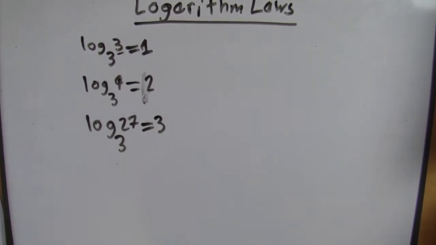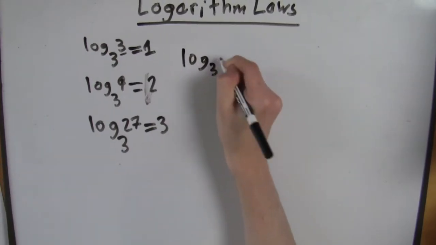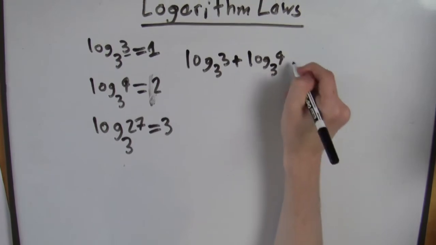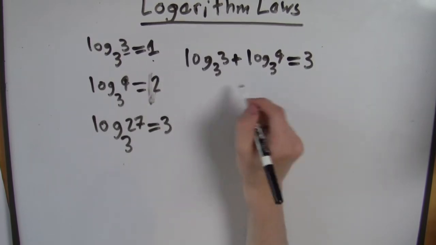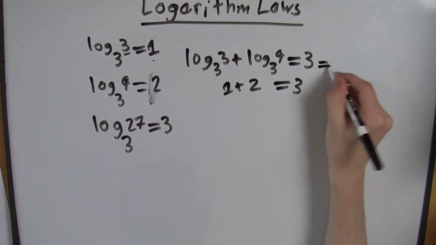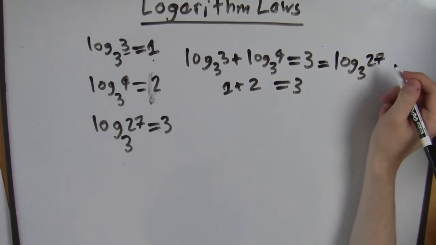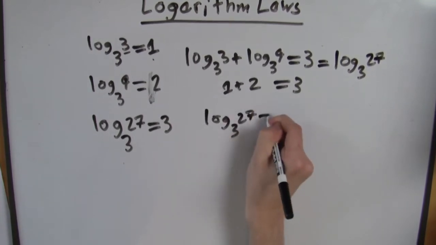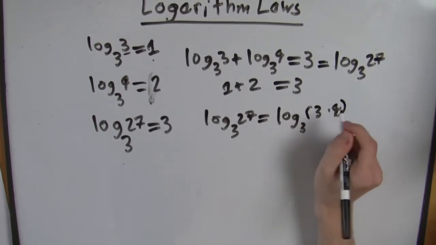Why all these examples? Well, there's something interesting about them. If I were to add log base 3 of 3 and log base 3 of 9, I would get 3, since 1 plus 2 is 3. We know that. But that's also equal to log base 3 of 27. That is interesting because log base 3 of 27 is equal to log base 3 of 3 times 9.